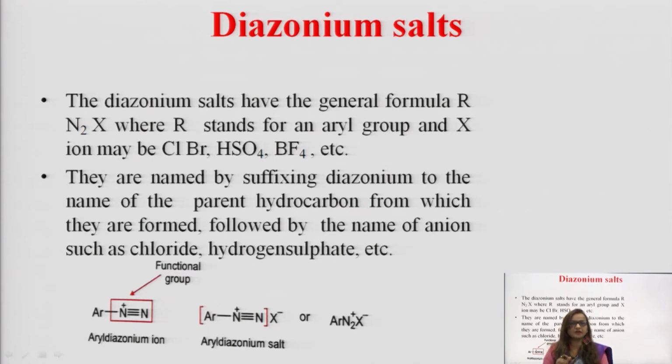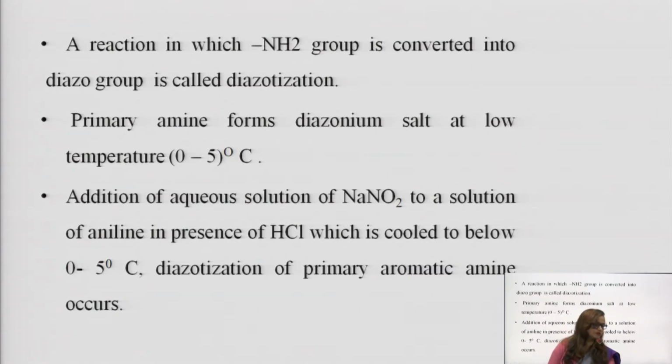And how is it named? It is named by suffixing the name diazonium to the name of the parent hydrocarbon. Parent hydrocarbon here is the basic ring to which it is attached, followed by the name of the anion, right? Now we are moving to the next slide.